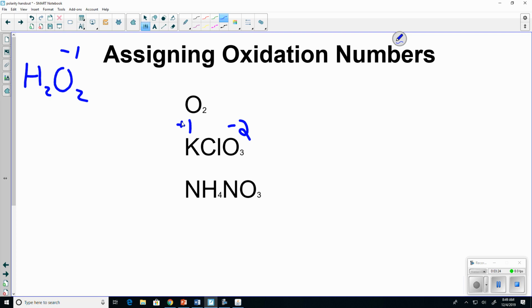However, what you would do in this problem is if oxygen's a -2 and there's a 3 of them, I'd multiply that to say I have a total of a -6. Potassium is a +1. All of these oxidation numbers together must balance out to be 0. Therefore, chlorine in this first problem is a +5.